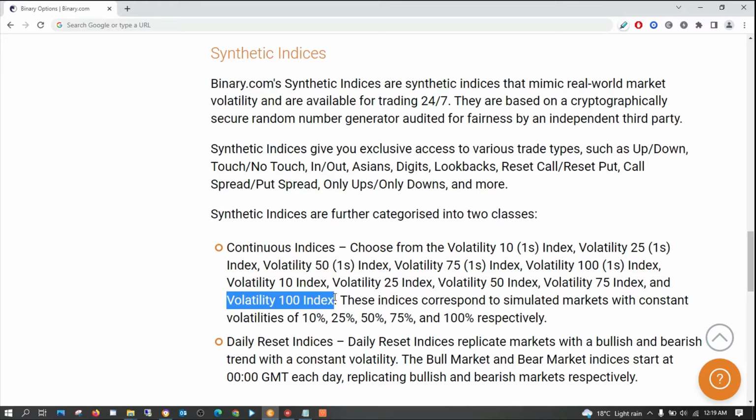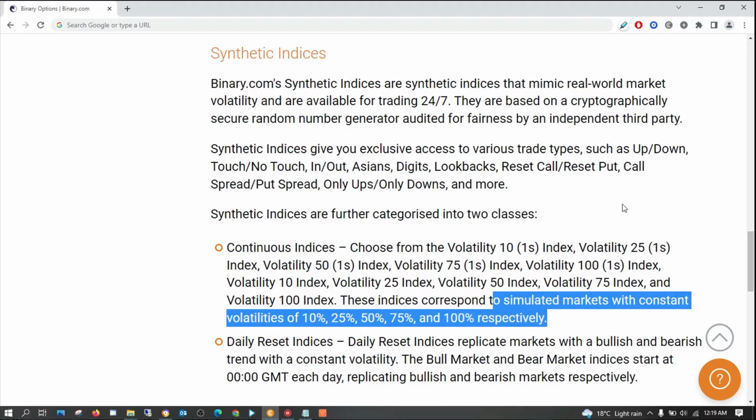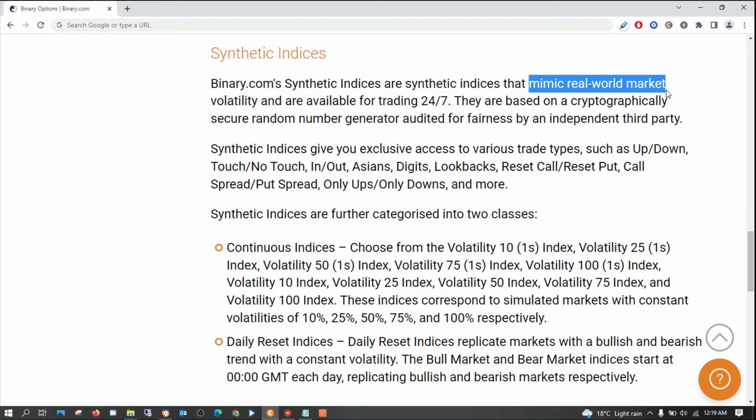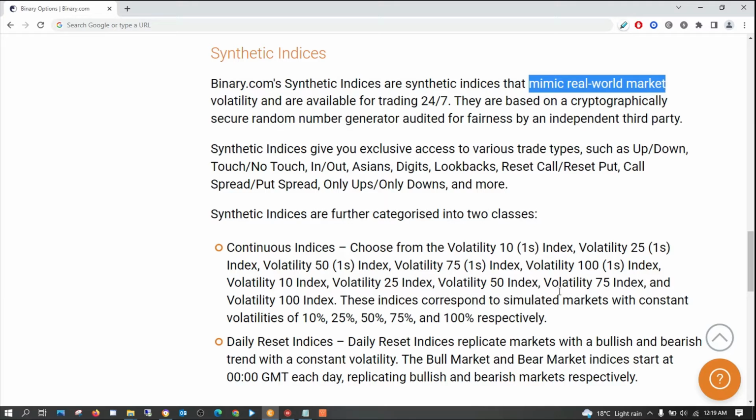Okay, and you'll see in the videos ahead how you can trade on any of the volatilities according to the market situation that it is in. So these indices correspond to simulated markets with constant volatility of 10, 25, 50, 75 and 100 respectively. As we saw earlier, it mimics the real world market volatility and is available 24/7. So that is why you're told here that the indices correspond to the simulated market. The real world market is simulated through this volatility with the constant volatility of 10, 25, 50, 75 and 100.